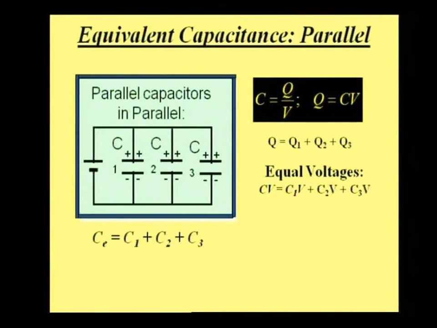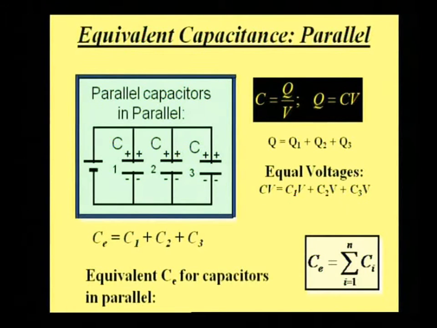So if you connect n capacitors in parallel, then your final capacitance is C1 plus C2 plus C3 up to Cn. This is a very important equation whenever you are solving any problem with parallel or series capacitors. The equivalent capacitance for parallel plates is commonly written as CE equals sigma i equals 1 to n of Ci, where n is the number of parallel plate capacitors.